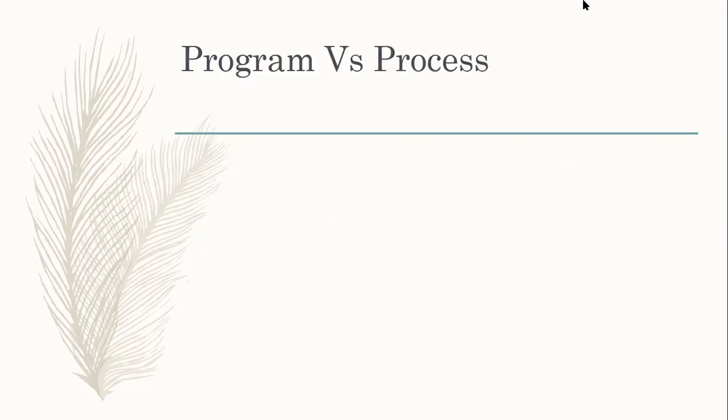So let's compare program and process. Let's take one example, a small code with certain lines written: main, int z equal to 1, then there is a for loop, and that loop has z equal to z multiplied by i. Now if I want to know what is the program and what is the process, how can I distinguish between these two using this example?